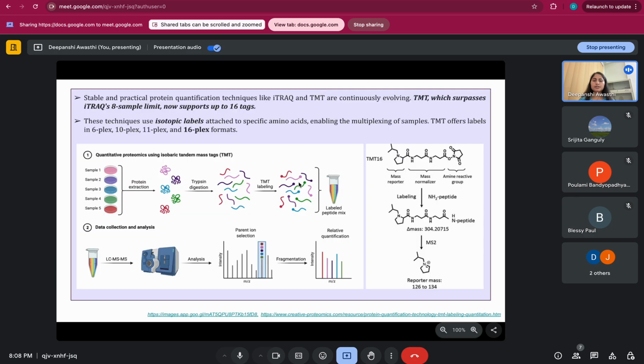And there are further details about iTRAQ and TMT. TMT came after iTRAQ. TMT is the tandem mass tags, and with iTRAQ it was limited to 8 samples, but TMT can multiplex up to 16 samples, so that's why TMT came up. In TMT labeling, this shows how the mass reporter is present, mass normalizer, and amine reactive group. In isobaric you make sure that the mass is constant, but in this case you don't have to keep the mass constant. So this is about the TMT.